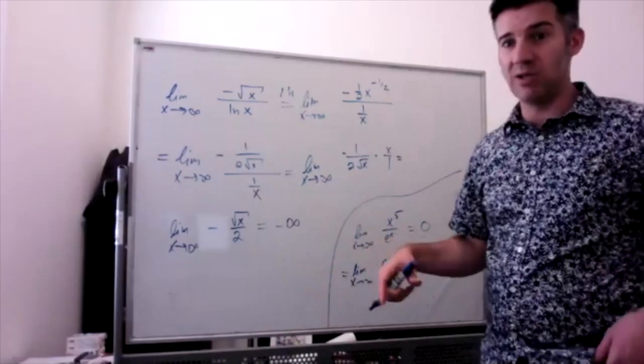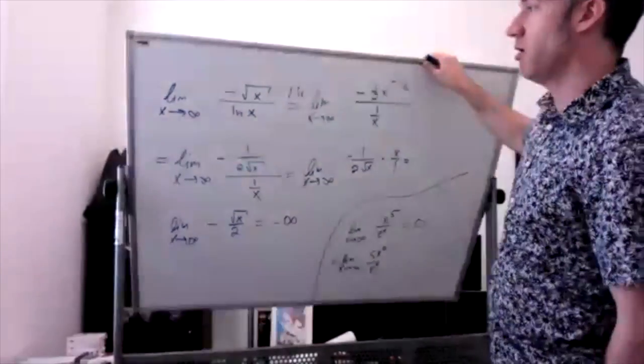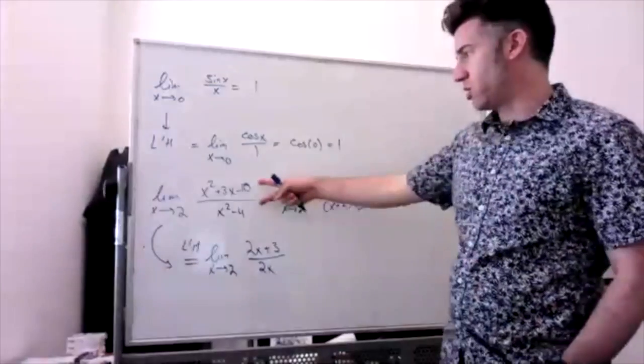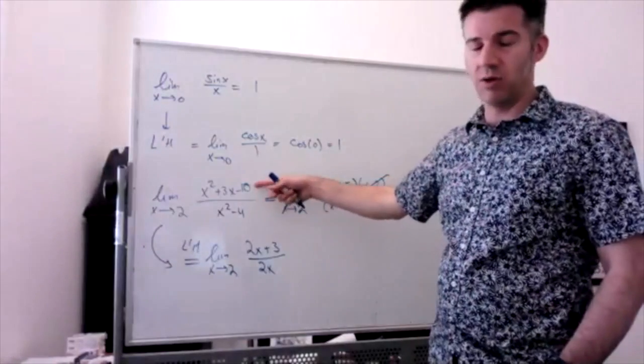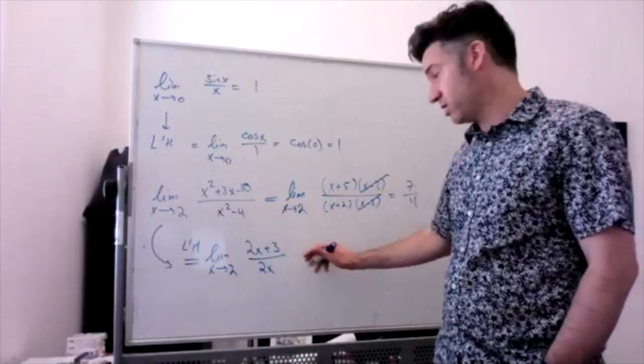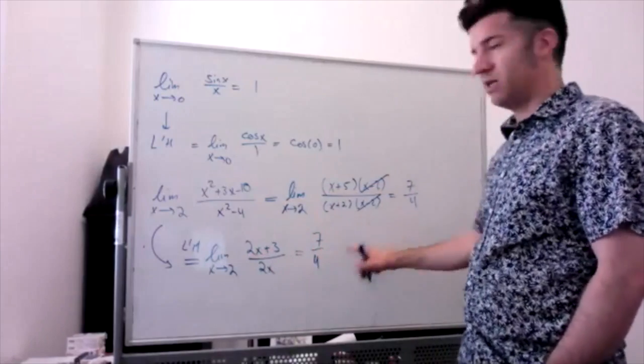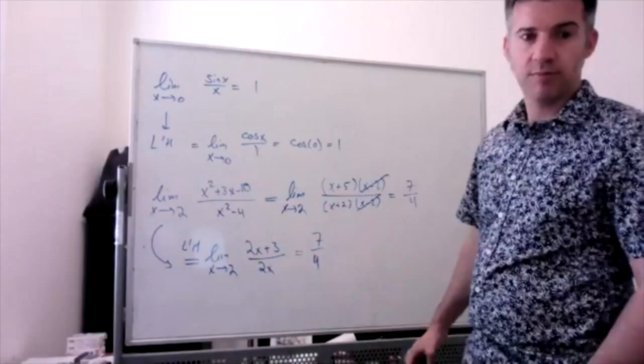But once you plug it in and you get something that's not indeterminate, then you have to stop. So here, plug in 2, you get 0 over 0. Here you plug in 2, you don't get 0 over 0. So you have to stop, and this is your answer. Plug in 2 and you get 4 plus 3 over 4. Oh, it's the same.